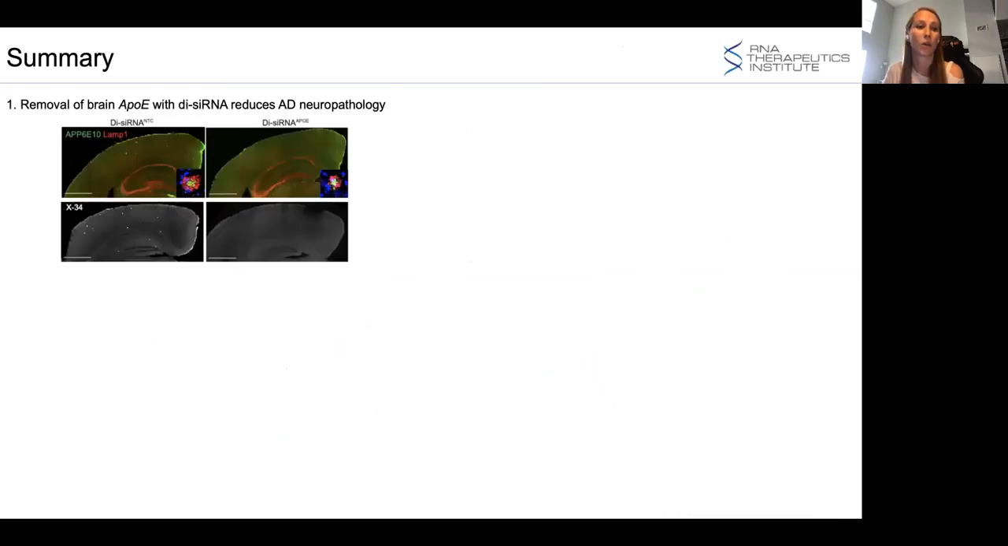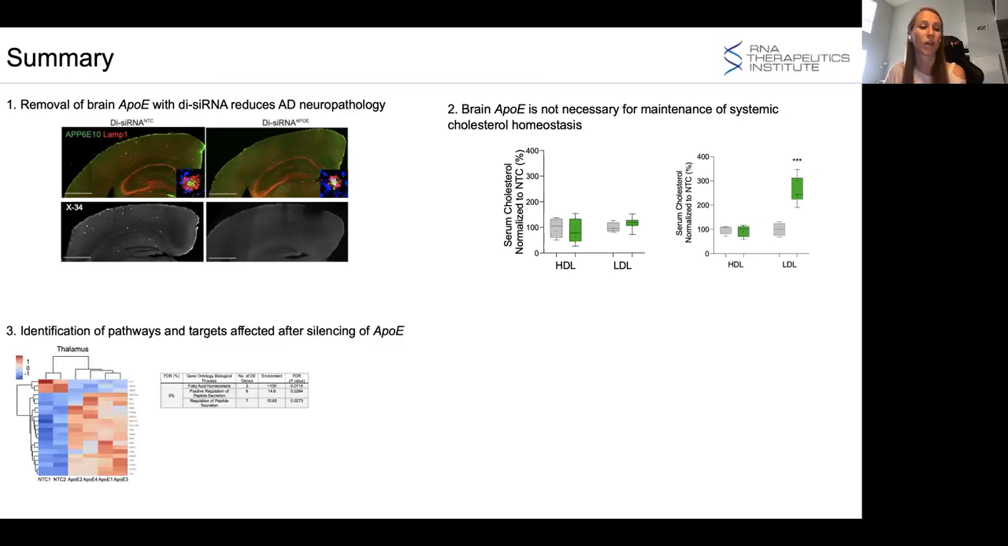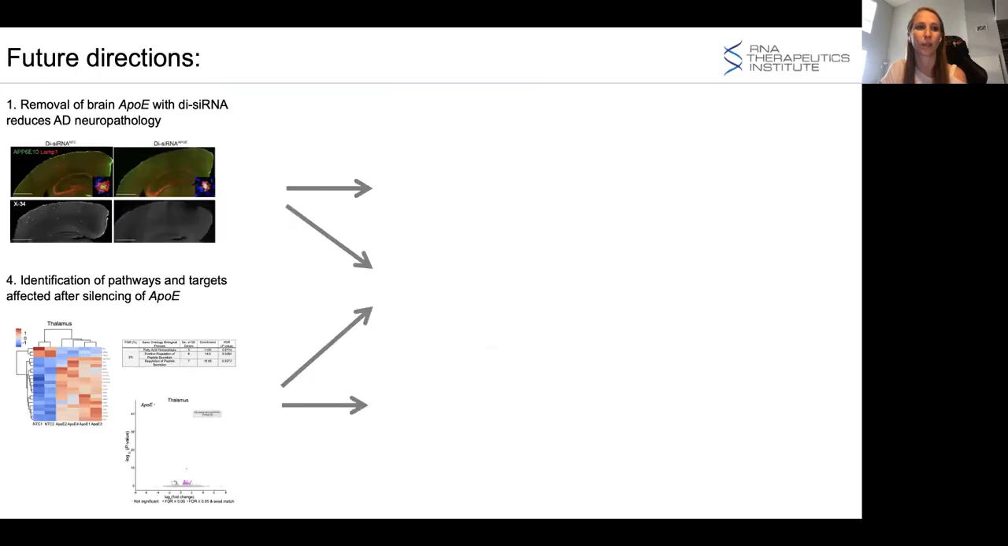In summary, I've shown you today that the removal of brain APOE with the di-siRNA is sufficient to improve neurological phenotypes of Alzheimer's disease, and that brain APOE is not necessary for the maintenance of cholesterol homeostasis. We've started to identify pathways and targets affected after silencing of APOE and hope to someday elucidate the mechanism of how APOE is impacting neurodegeneration. And finally, we've been able to achieve CNS-specific silencing through both dose reduction and chemical engineering. We're excited about these results and we're excited to pursue them further.